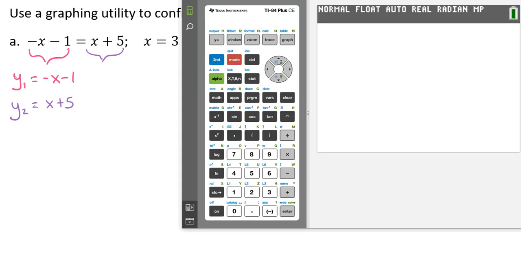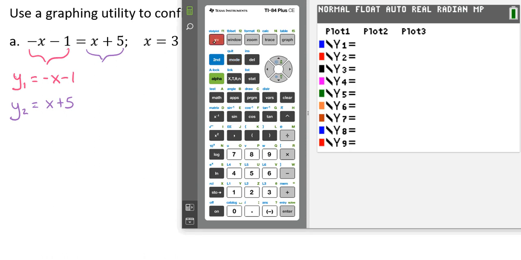So the graphing utility that we're going to use here is a TI-84 plus CE. So to do this, we're going to go to our y equals, and in the y1 spot, we're going to plug in negative x minus 1. Again, make sure you hit that negative sign down here for the negative 1, or it won't graph it for you. Then for our y sub 2, we're going to put in our x plus 5, and we're going to hit graph.